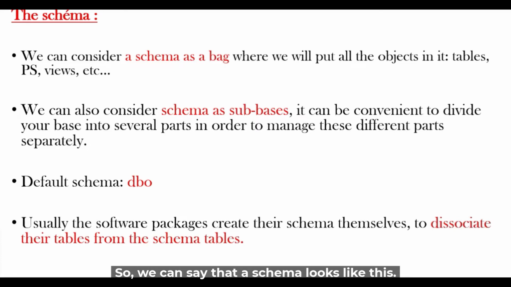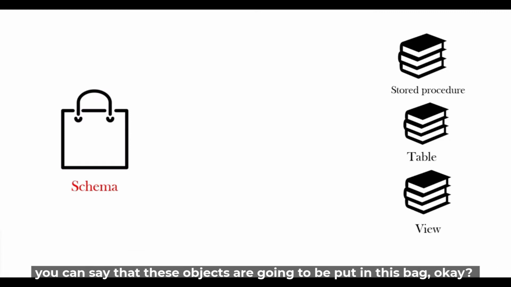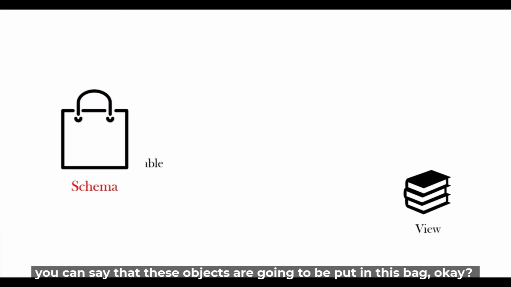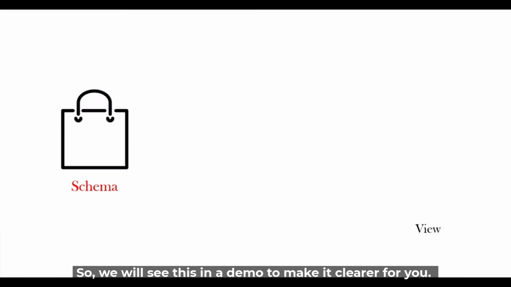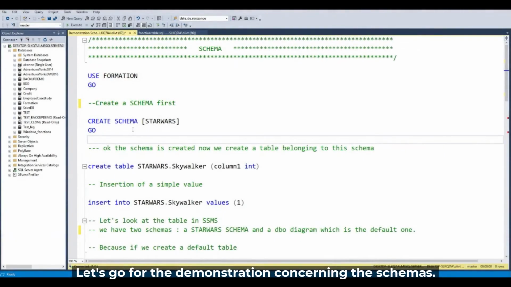Okay, so we can say that a schema looks like this. I have a schema on the left called schema, and when I go to create a stored procedure, table or view on the right, you can see that these objects are going to be put in this bag. Okay, so stored procedure, table and view are going to be put in this bag. So we will see in the demonstration to make it clear for you. Let's go for the demonstration concerning the schema.